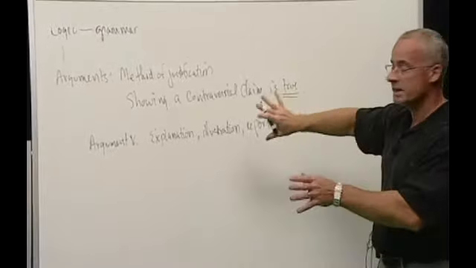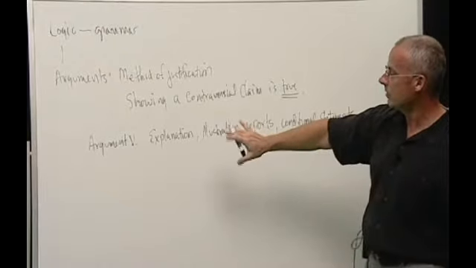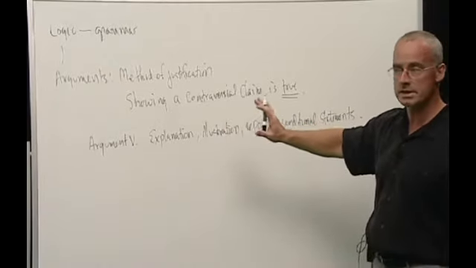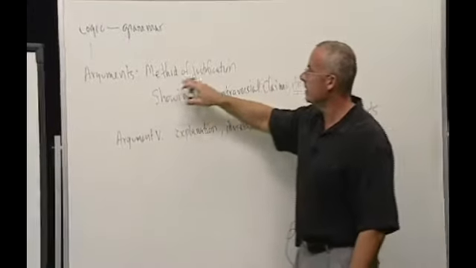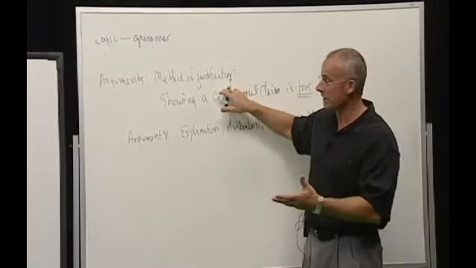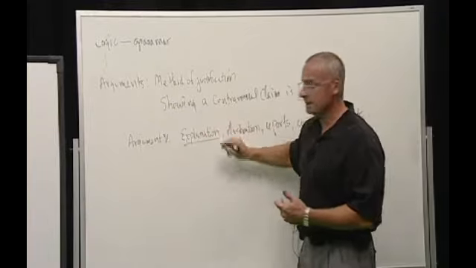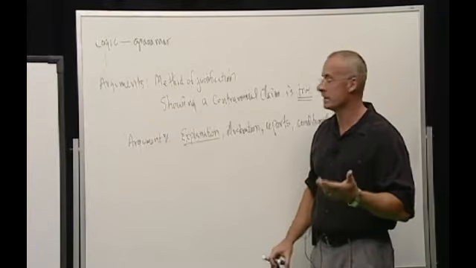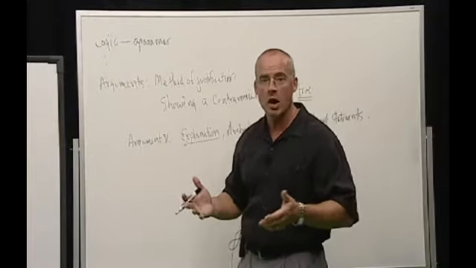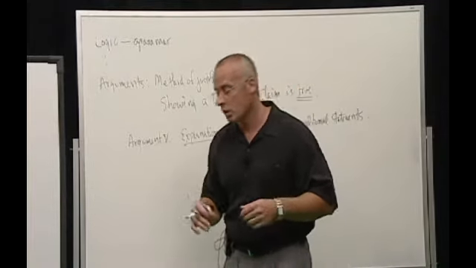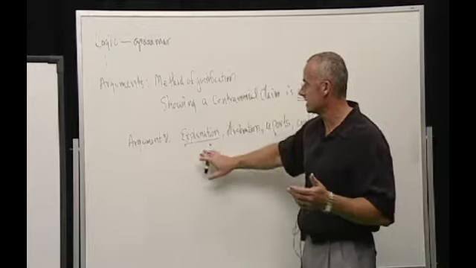Arguments are different from these components, and I want to spend just a moment explaining what those differences are. Okay? As I said, an argument is a method of justification, showing something is true. When we explain something, we're not showing something is true. What we're doing is trying to improve a person's understanding of why something is the case. So one of the examples that I use in my class is this.